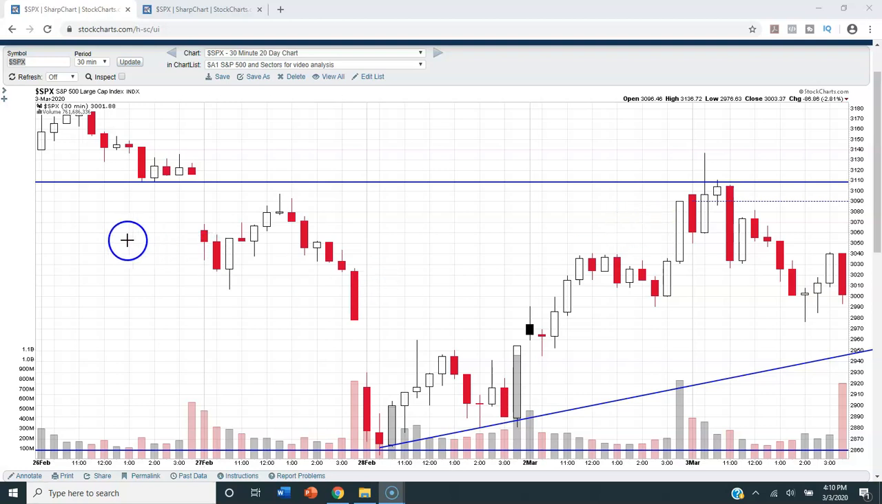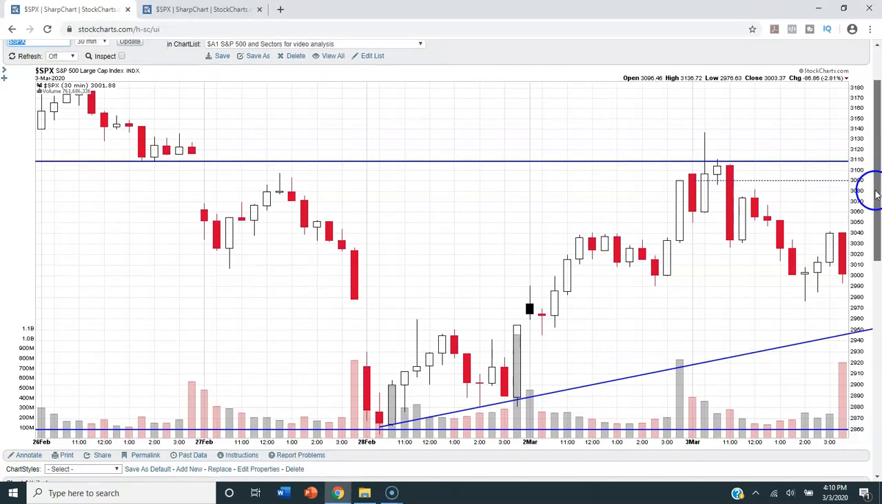Now, what we're looking at here is a 5-day 30-minute chart. So each candlestick represents 30 minutes of trading in the S&P 500. And the first thing I want to point out is we were down 2.81% today on the S&P 500, and we closed at 3,003.37.